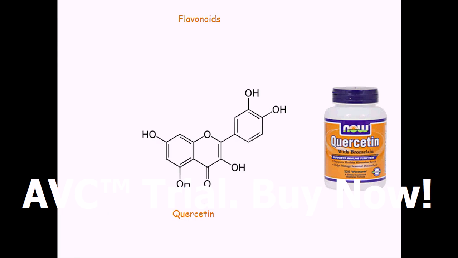Next group of phytoconstituents which can be taken as a part of the diet are flavonoids. Example of such a flavonoid is quercetin. Flavonoids act as antioxidants because of their hydrogen atom donating property. Here you can see that there are many hydrogens which are in a position to be donated by the flavonoids.